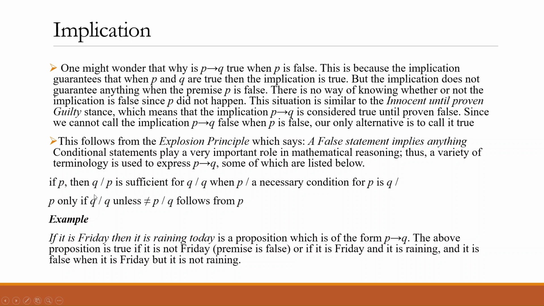And now let's see an example. If it is Friday, then it is raining today is a proposition which is of the form P implies Q. The above proposition is true if it is not Friday, so the premise is false, or if it is Friday and it is raining, and it is false when it is Friday but it is not raining.